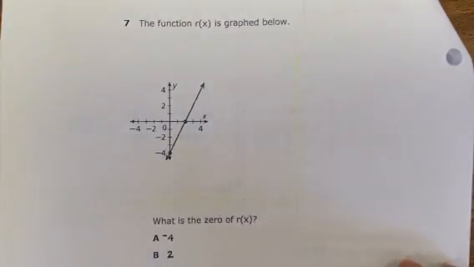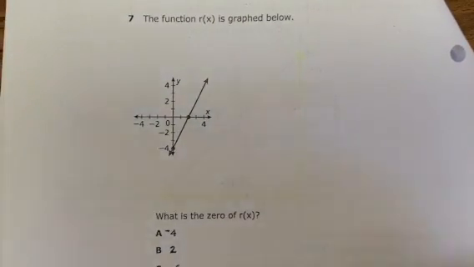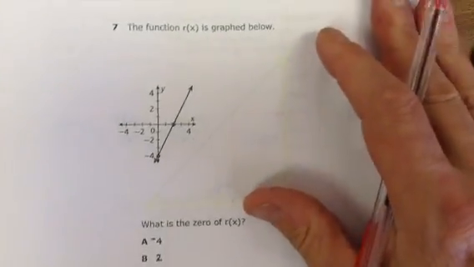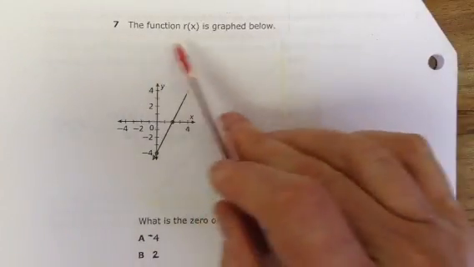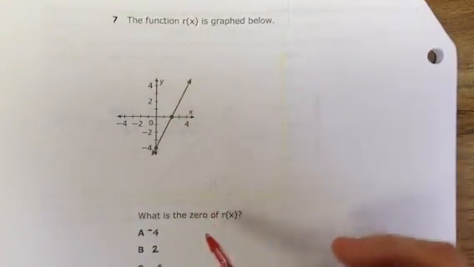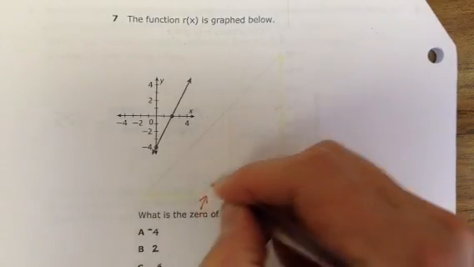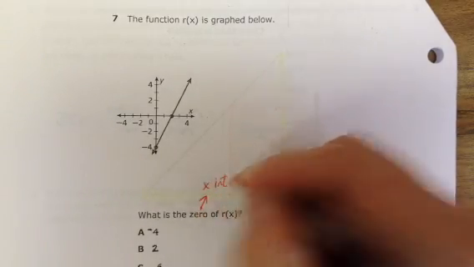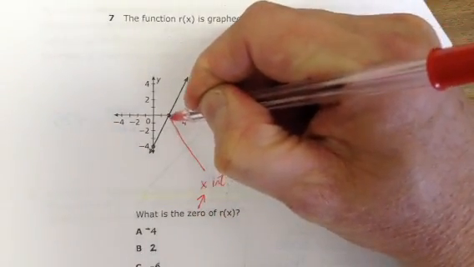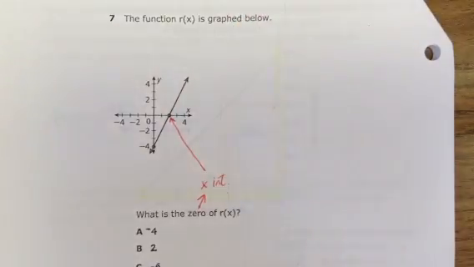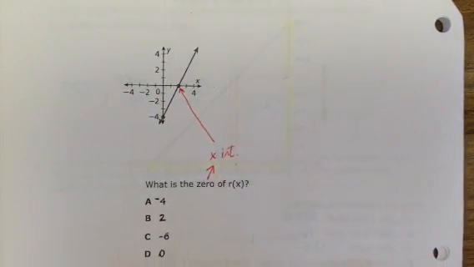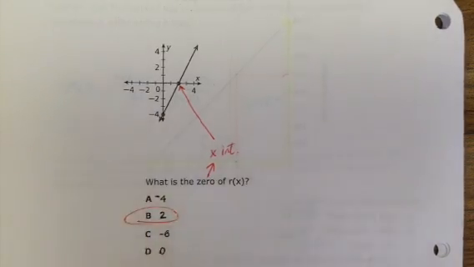All right, over here, the function r of x is graphed. Doesn't matter what they call it. They could call it Waldo. Who cares? The function r of x is graphed below. Here we go. What's the 0? You have to know that a 0 is an x-intercept. And the x-intercept, where does that line cross the x-axis? It's right there. What's your answer? Yes, indeed, it's 2.